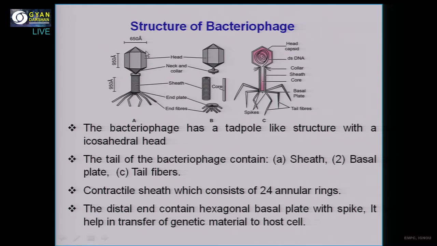The tail of the bacteriophage contains a sheath, basal plate, and tail fibers, which are very important for the bacteriophage. The contractile sheath consists of 24 annular rings. You can see the contractile sheath in the structure, around 24 rings. The distal end contains the hexagonal basal plate with spikes. It helps in the transfer of the genetic material to the host cell.